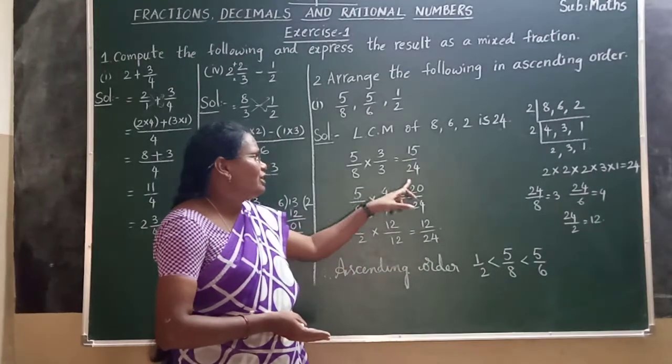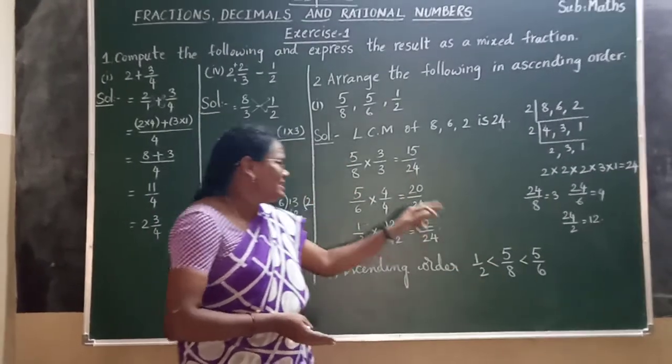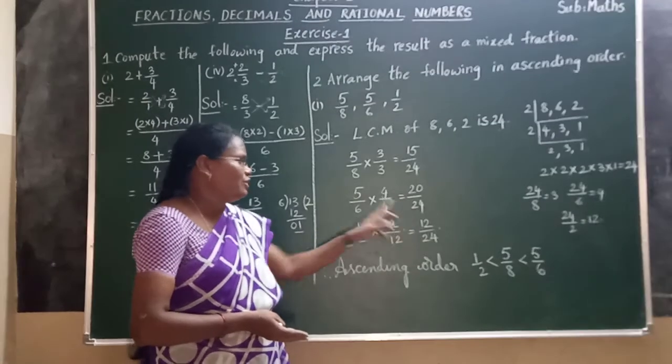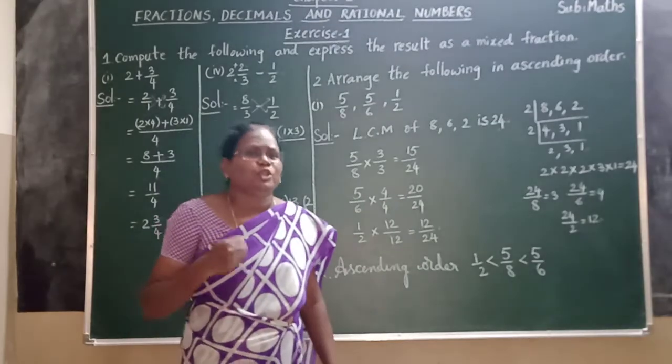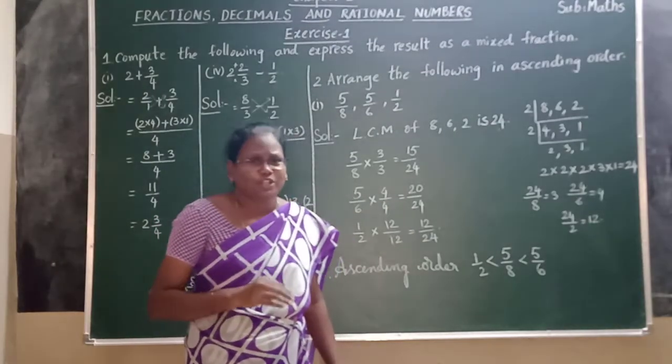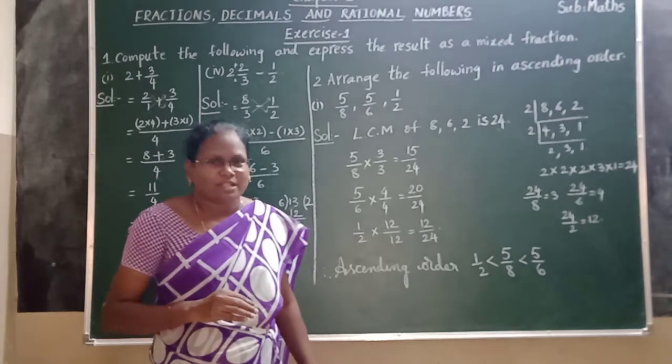Next number 15 by 24. Next 5 by 8. Next 5 by 6. 20 by 24 means 5 by 6. Next sum you will do. Okay children, have you understood?